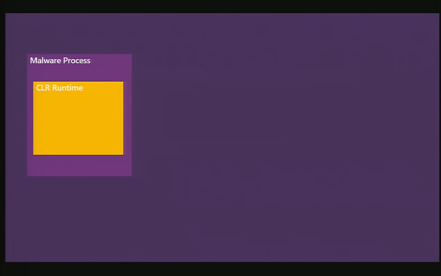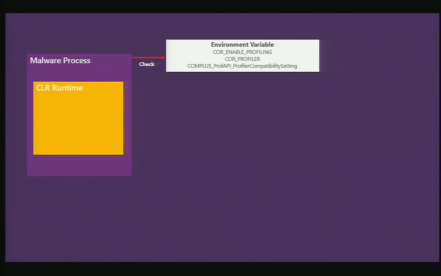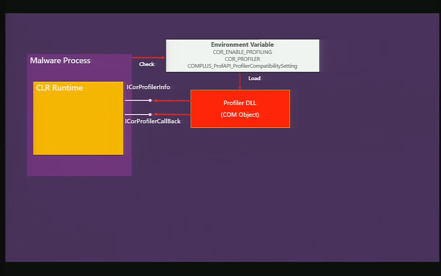First, we have a malware process which is running the CLR runtime. When it launches, the CLR will first check if these 3 environment variables, as shown here, are correctly set up. If they are, it will load my customized profiler DLL into the process, which makes the profiler unable to be terminated, since terminating it would terminate the process. And this DLL will interact with the interfaces I mentioned before to get some information.